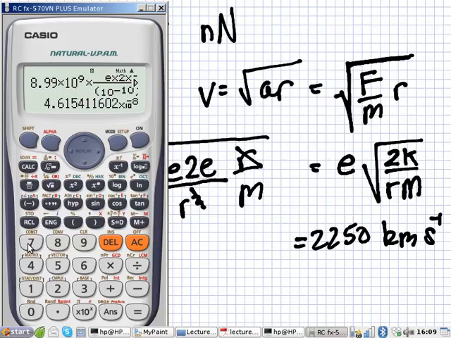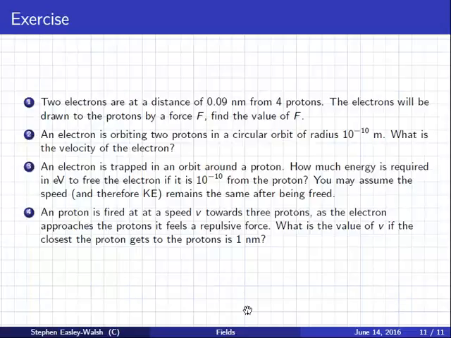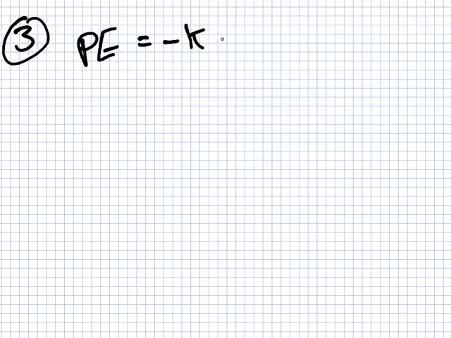That's fixed now. Number 3. Yeah. Okay. So number 3. An electron is trapped in orbit around a proton. How much energy do you need to free it? Okay. So that's equal to the potential energy, which is a negative, and it's electron, proton, and what was the distance? 10 to the minus 10 again?